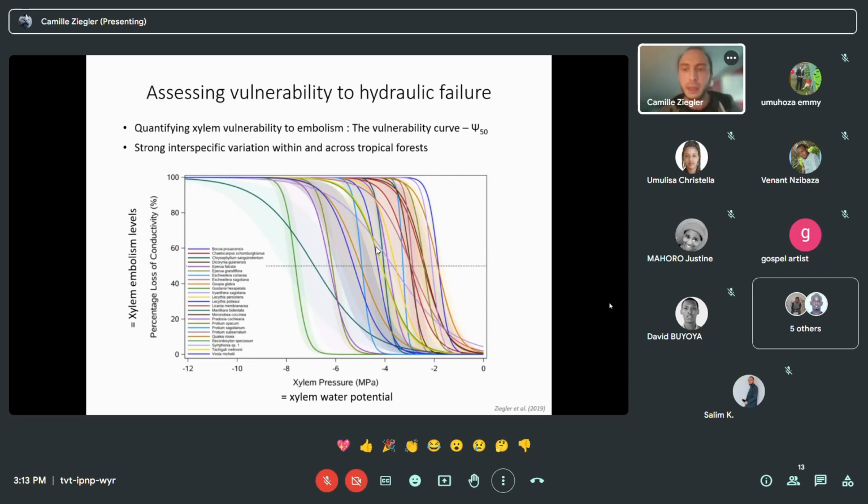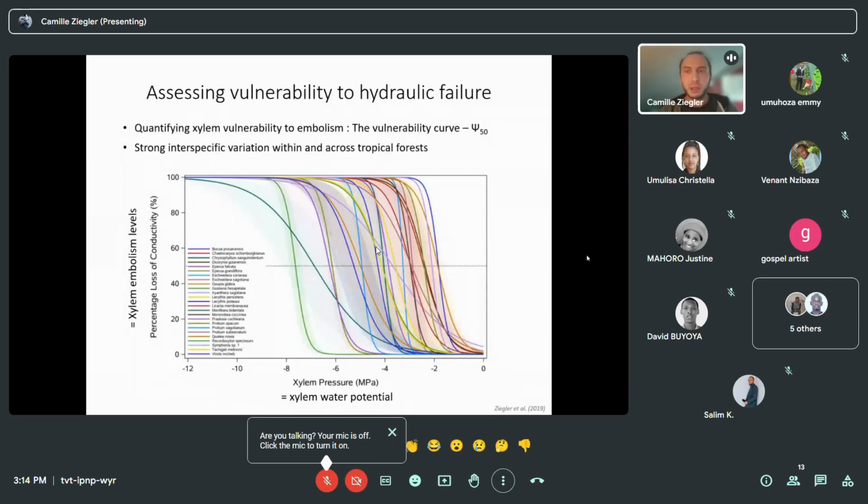So we typically have these types of curves, and here you have over 20 tree species from French Guiana. The curves most on the right side of the graph represent more vulnerable species. The xylem pressure that causes 50% loss in hydraulic conductivity is quite close to zero. Let's say -2 megapascals, which is a measure of pressure. It's quite a vulnerable species. And as we move to the left, we have an increase in resistance.